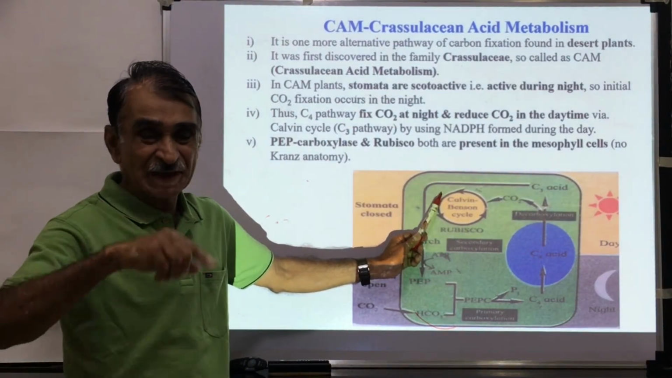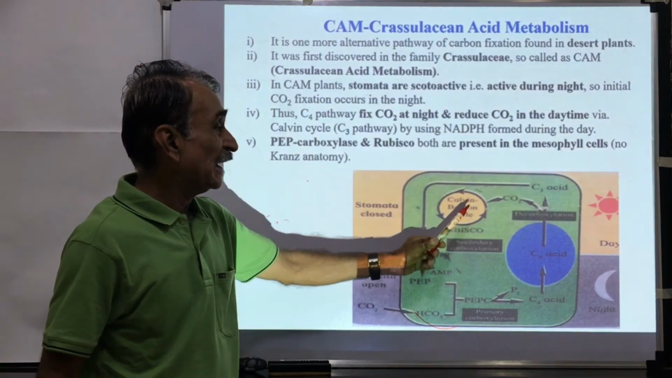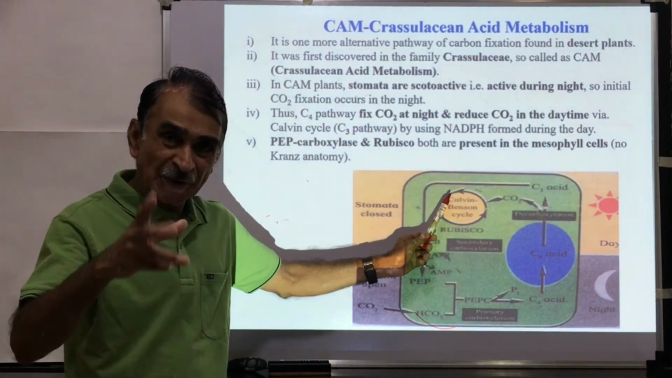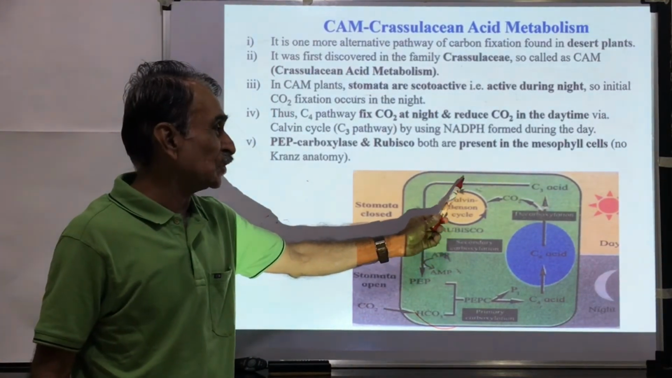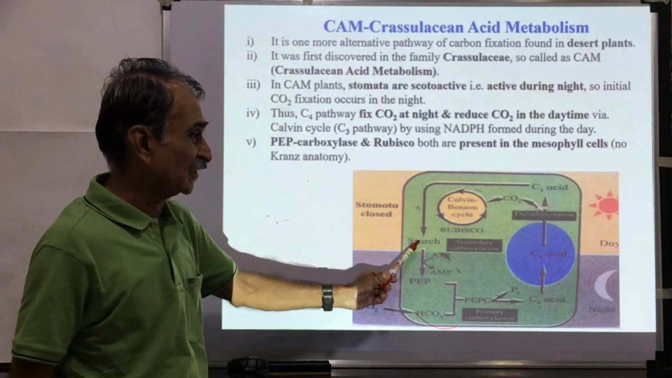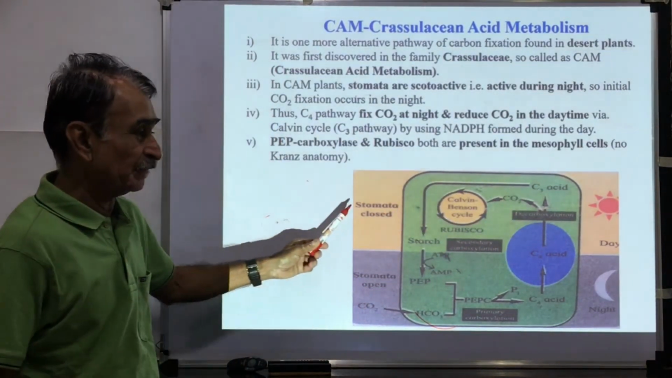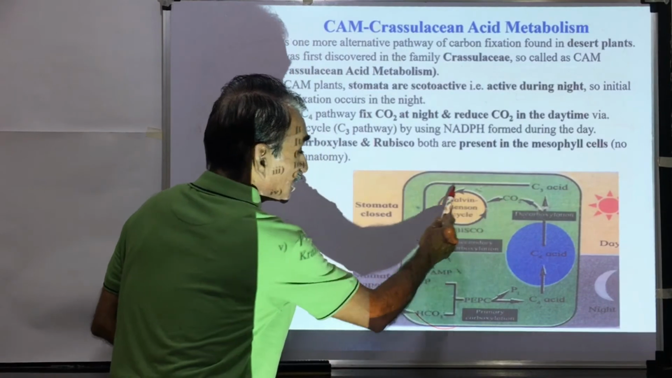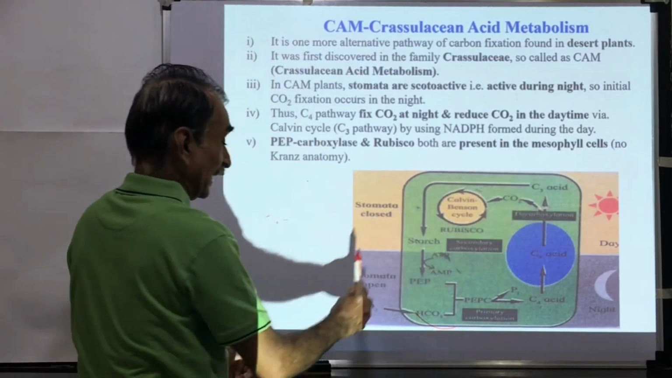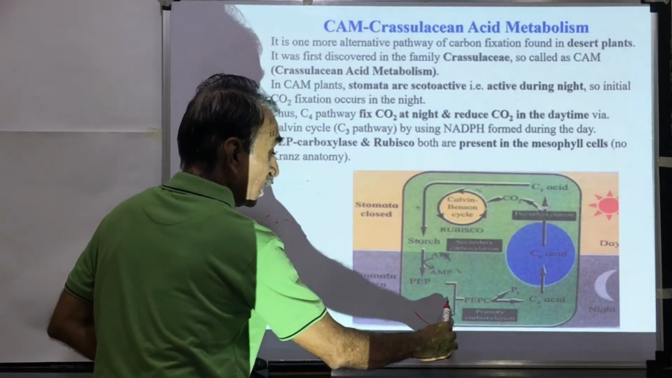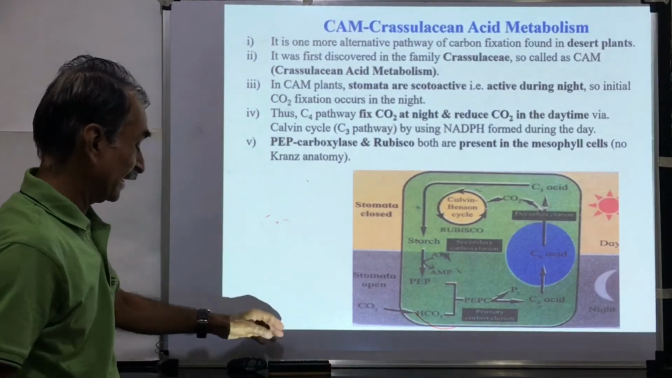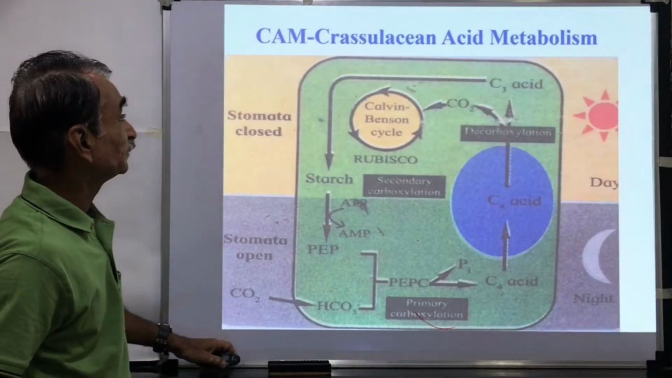So CO2 enters the Calvin cycle because of Rubisco enzyme. In the Calvin cycle, different sugars are produced and these sugars are stored in the form of a starch. This occurs during the daytime, means reduction of CO2 occurs during the daytime, fixation of CO2 occurs during the night time or the night hours.